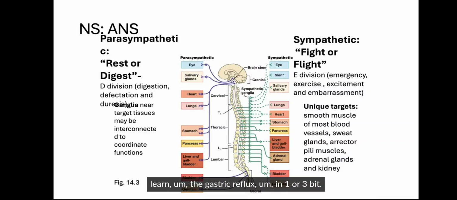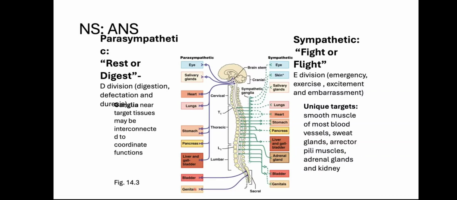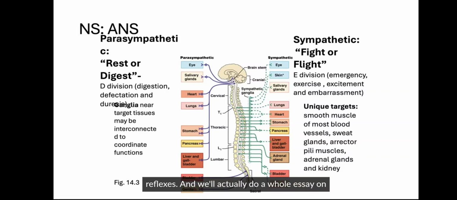Again, you will learn this gastric reflex in 103B. There's something called short reflexes and long reflexes, and you'll actually do a whole essay on it. Pancreas, basically, you have a stimulation of insulin and all the digestive enzymes, right? Because, again, you're getting ready to digest.